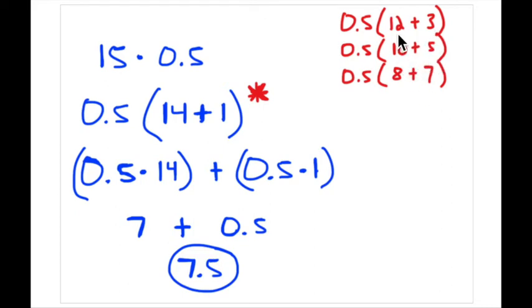So if you look at each of these, half of 12 is 6, half of 10 is 5, half of 8 is 4, so this is 6, 5, 4, and half of 3 is 1.5, half of 5 is 2.5, half of 7 is 3.5. So each of these, 6 plus 1.5, 5 plus 2.5, or 4 plus 3.5, each one of those will add to 7.5.